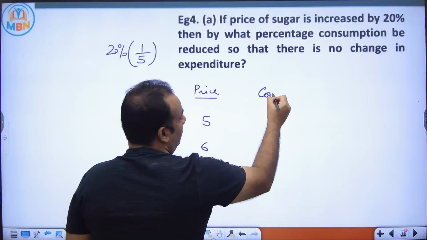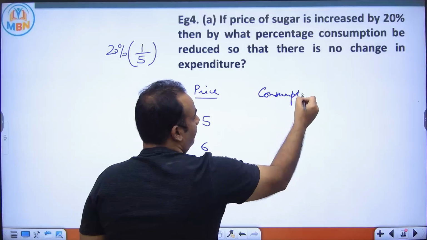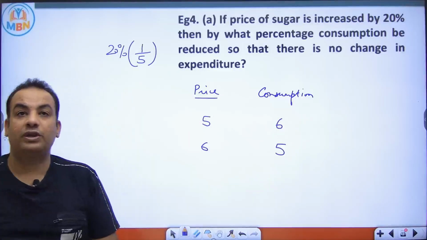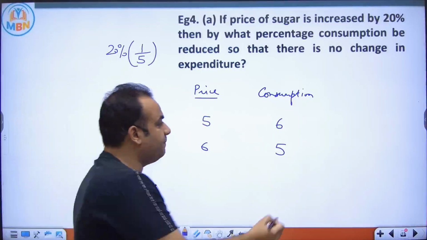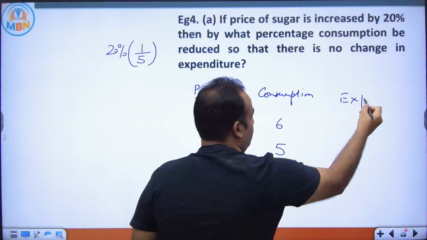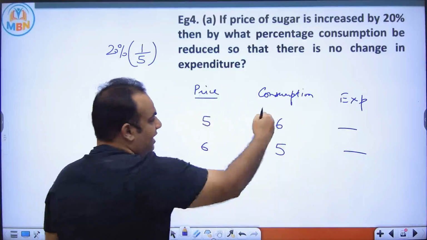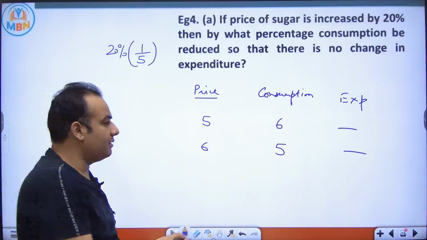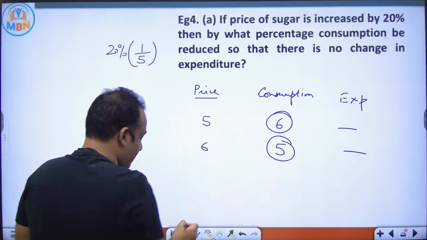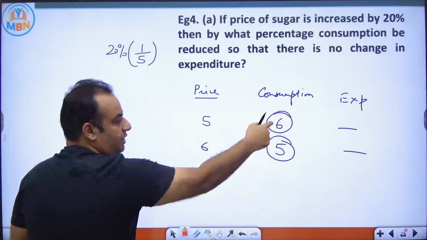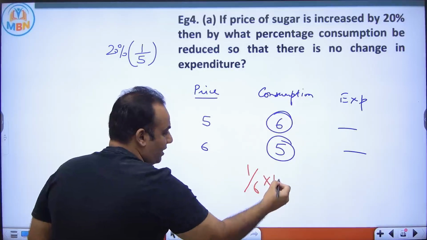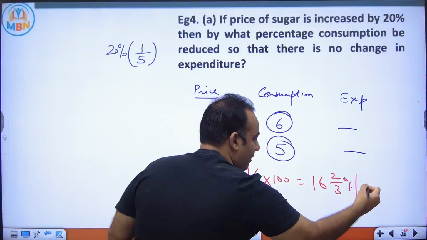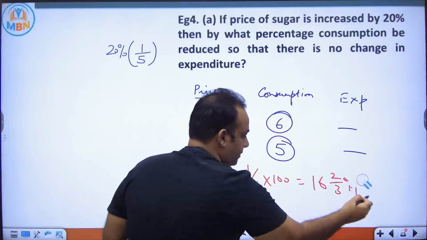So consumption will become 5 from 6, to keep the expenditure same. Whenever the expenditure is same, if the price goes from 5 to 6, consumption will go from 6 to 5. So what is the decrease in consumption? From 6 to 5, there is a decrease of 1 with respect to 6. So 1 by 6 into 100, that is 16 2 by 3%.